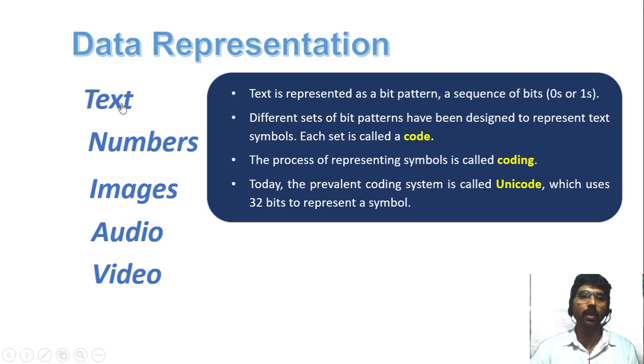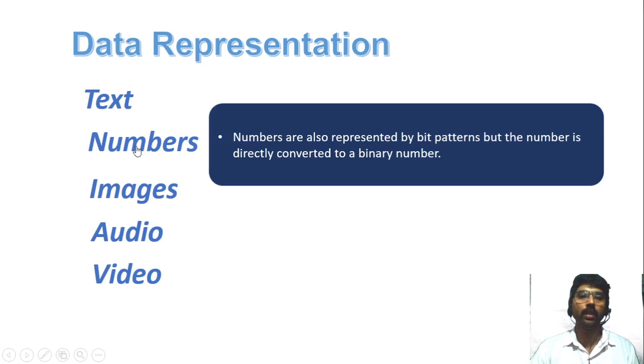The next one is numbers. Data can also be transmitted in the form of numbers, where each number is represented by bit patterns. Here, the numbers are directly translated into binary numbers, so we can directly use them for calculation purposes.